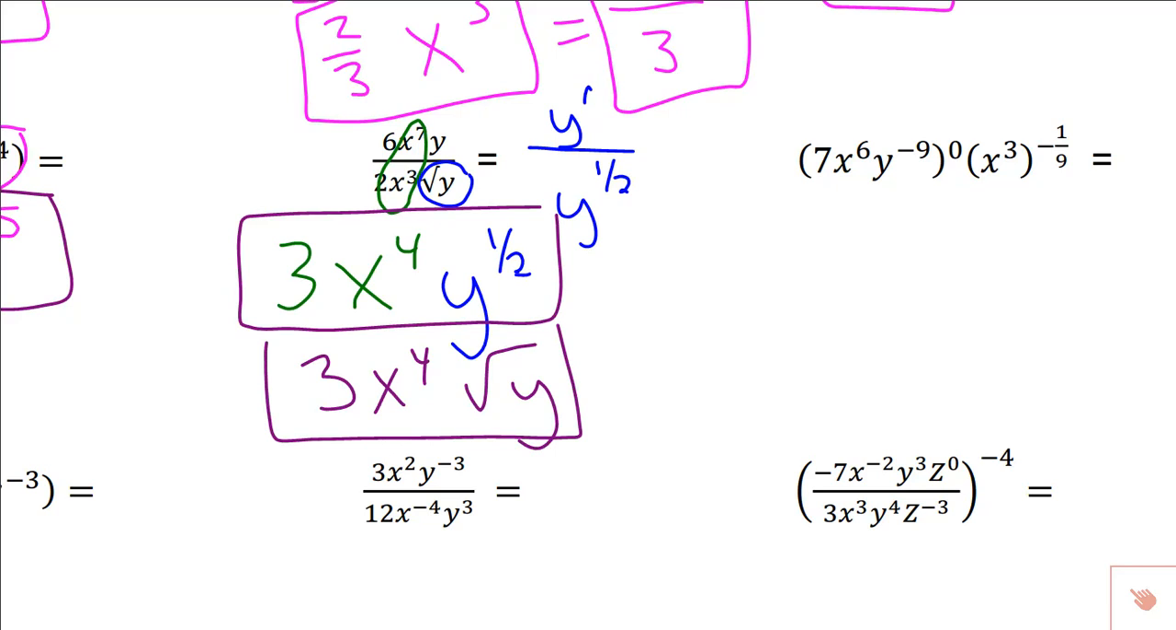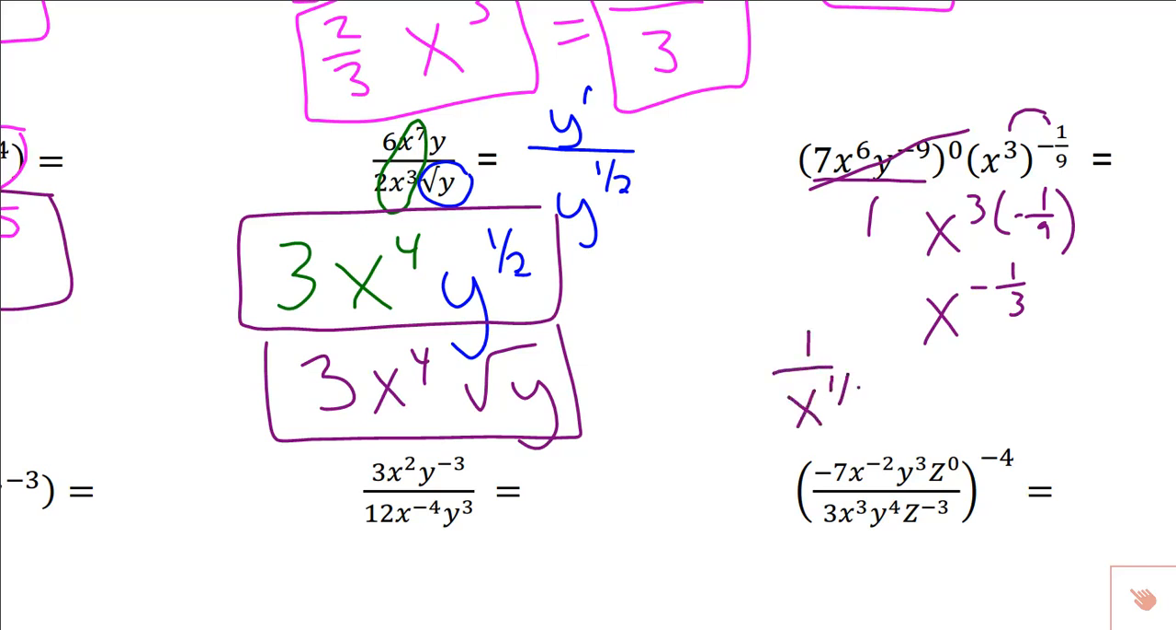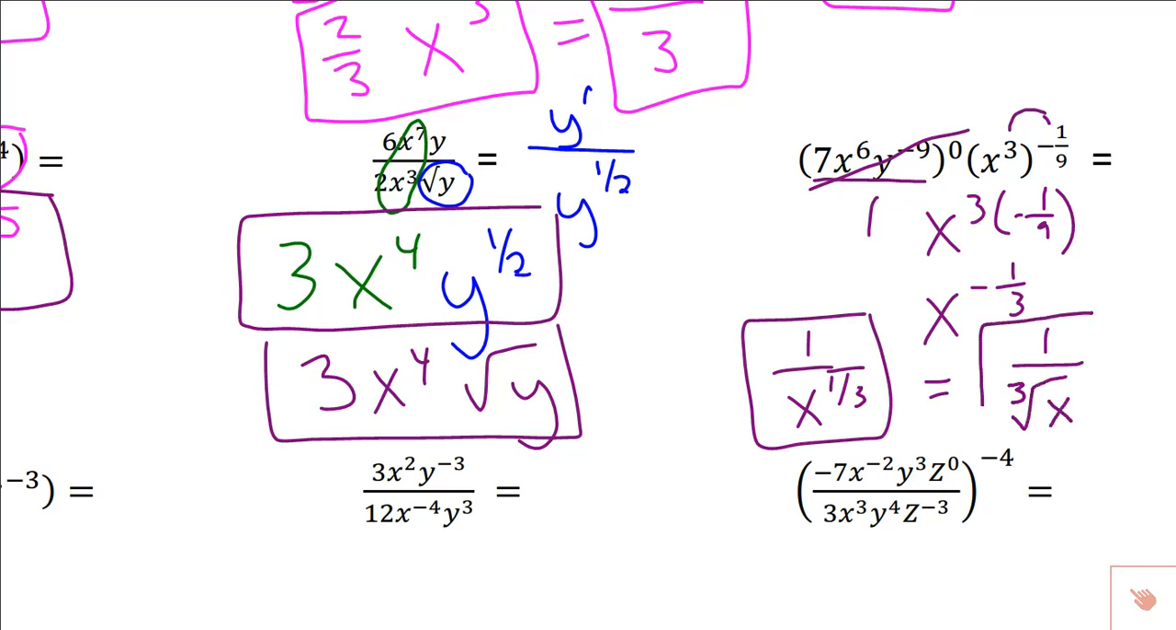For this next one, I see another to the power of 0. Anything to the power of 0 is 1. I can either write 1 or just basically cross it off. But then I have this power to a power with a fraction and a negative, just when I thought things were getting easier. But then we remember a power to a power means multiply. So I have x to the 3 times negative 1/9, which is the same as x to the negative 1/3. When we have a negative exponent, we write it down on the bottom and make it positive. This is okay. Or you can write it as the third root of x, which is also okay.